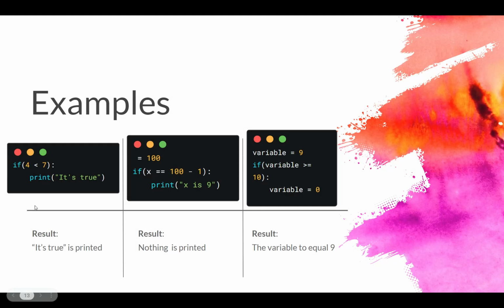So in our number guessing game, think about how we could use a statement that checks if it's true. So we have a couple examples here. So if 4 is less than 7, print is true. And this will print it because that is true. We have a variable x set to 100. If x is equal to 100 minus 1, print x is 99. So nothing is printed because x is equal to 100, which isn't 100 minus 1. So now we have variable equals 9. If the variable is greater than or equal to 10, the variable is set to 0. And basically it won't reset the variable to 0. So what it is saying is if the variable is at least 10, we'll set it to 0. But since it's 9, it'll skip this code.